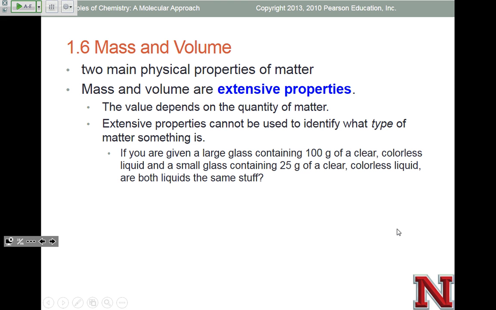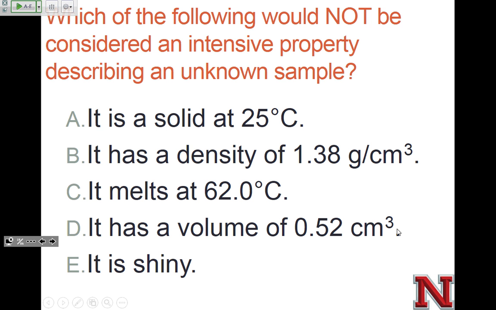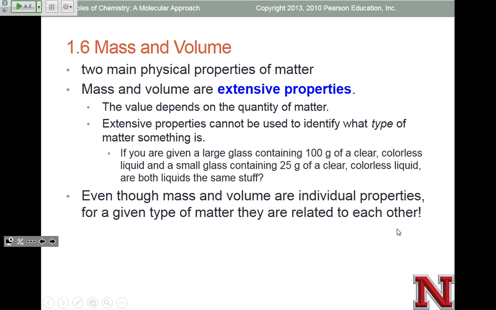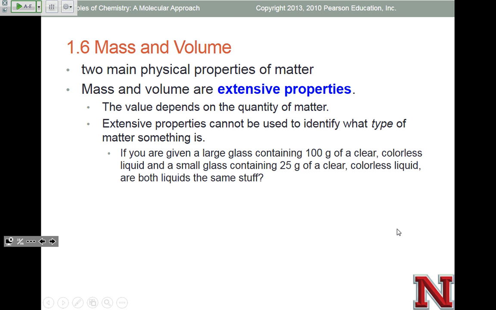But our mass isn't going to be. I can tell you that I have a different amount of one than the other, but that's all I can tell you. So that's what we call an extensive property. It's dependent on the quantity of the matter. They are typically related to each other, and we will relate mass and volume in a couple of slides.